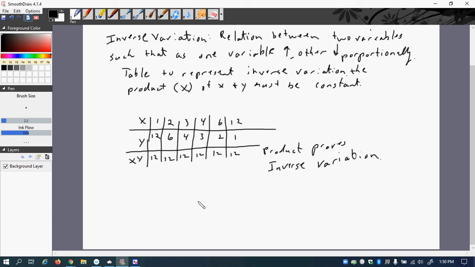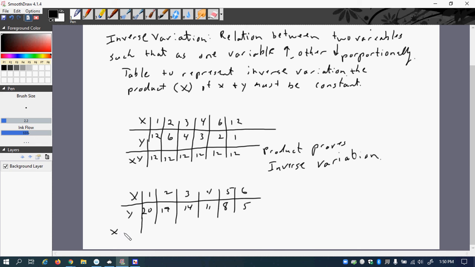And so, if we look at other tables, let's say we look at another table, such as x and we have y, and this time it's 1, 2, 3, 4, 5, and 6, and y is 20, and 17, and then 14, 11, 8, and 5.